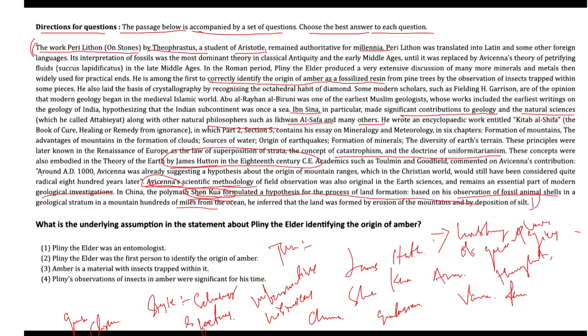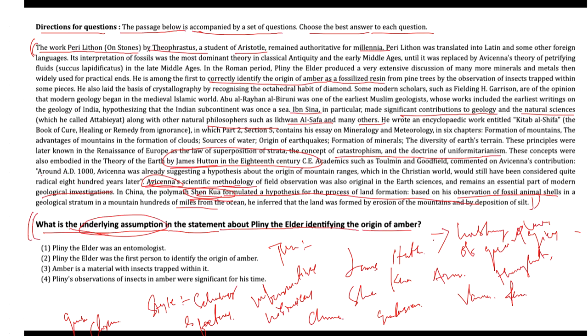Now, on the basis of that, we draw one question. What is that? What is the underlying assumption? So now it is an assumption-based question. What is the underlying assumption in the statement about Pliny the Elder identifying the origin of amber?